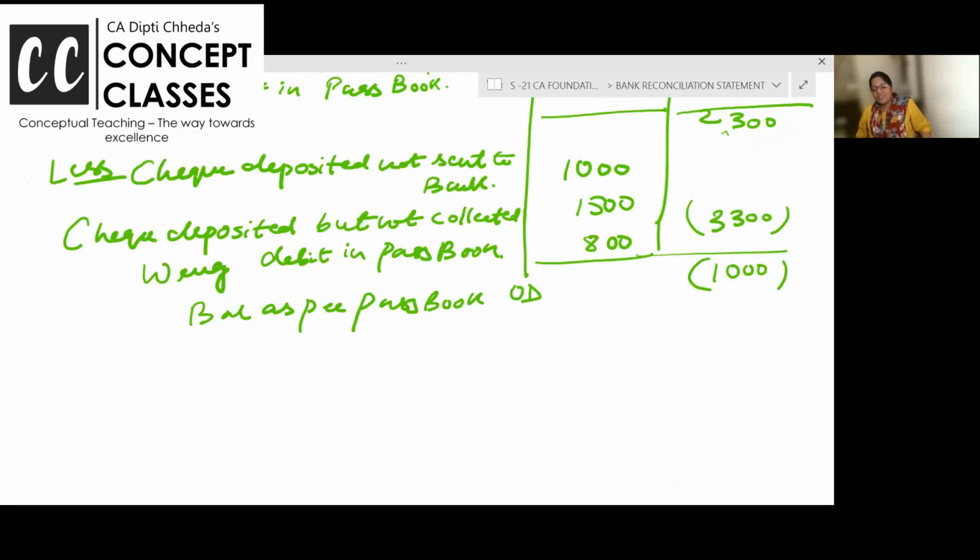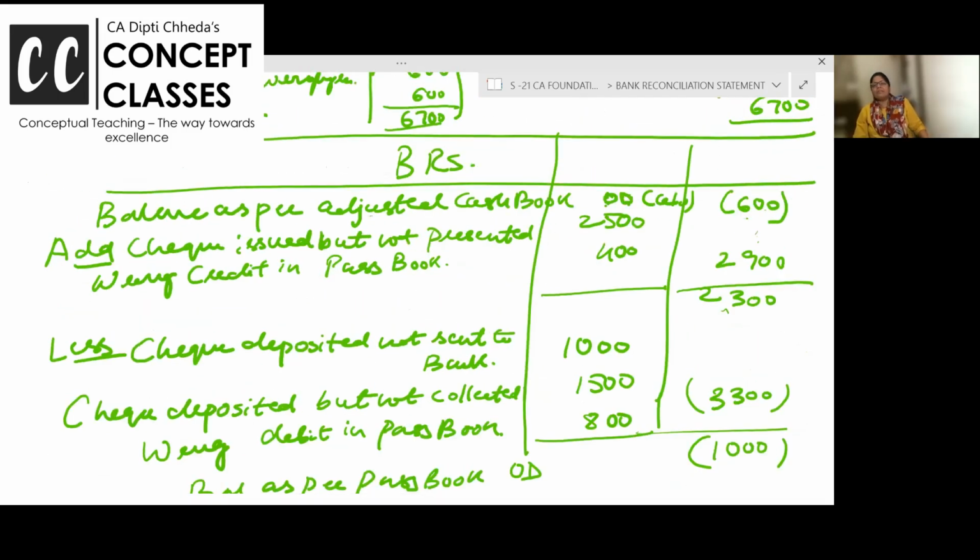Nice, no? So I have done it with second method. You all do it with first method. Forget about adjusted cash book. Even if it is error in my books, rectify in the BRS. Even if I have not recorded, rectify in the BRS. ठीक है? That's all about 11th problem.